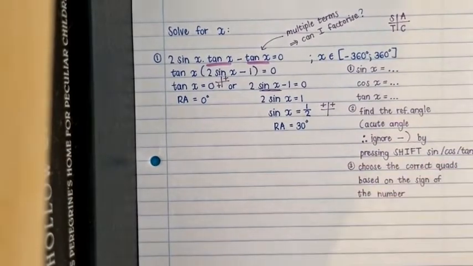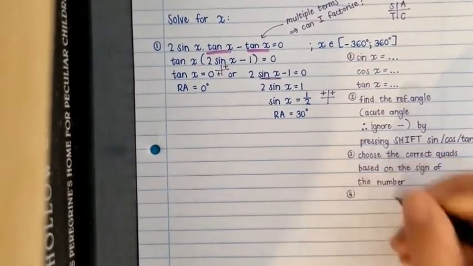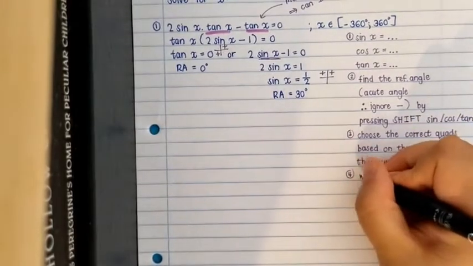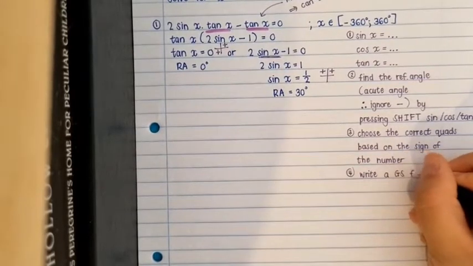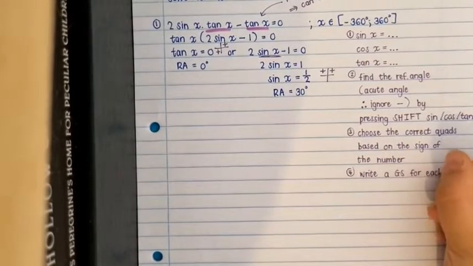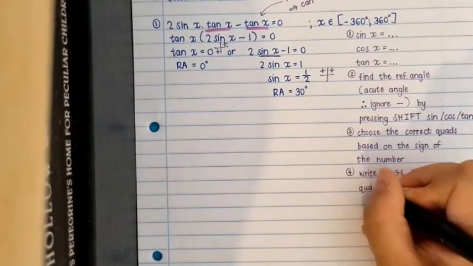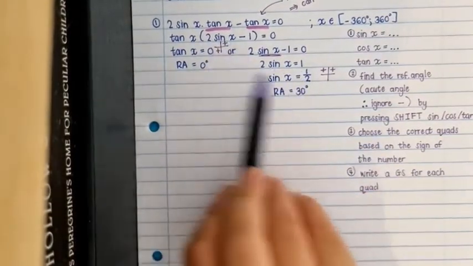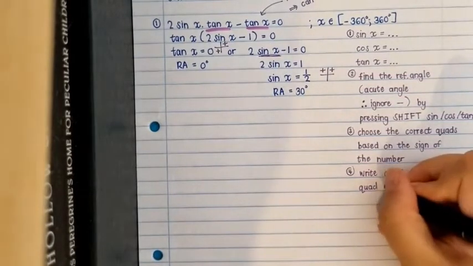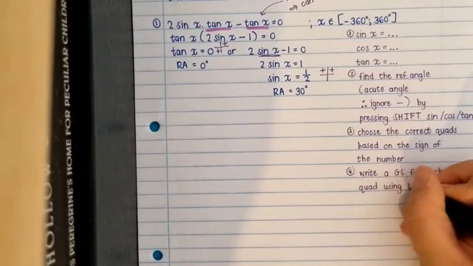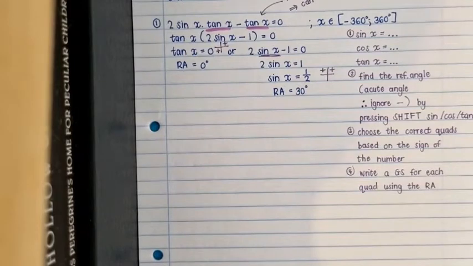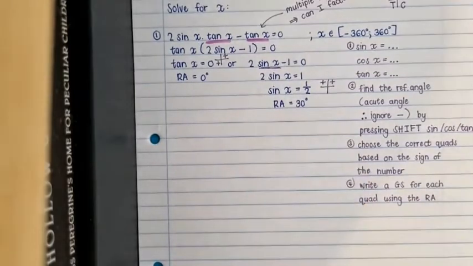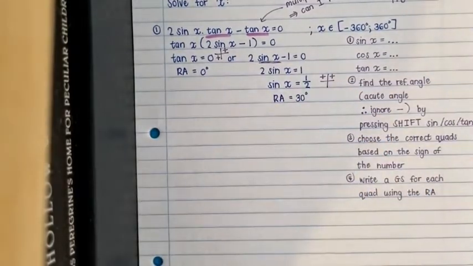Now, step four is going to be: write a GS, a general solution, for each quadrant that we've now filled in on these little diagrams, right? We're going to write the general solution for each of those using the RA, the reference angle. Okay, now this is where things start getting interesting. All right, now I'm actually going to do the sine one first so that you can see how it works. Then we're going to move over to the tan one.